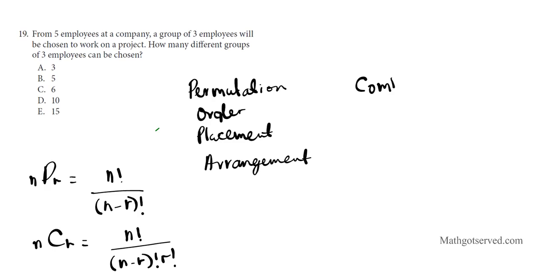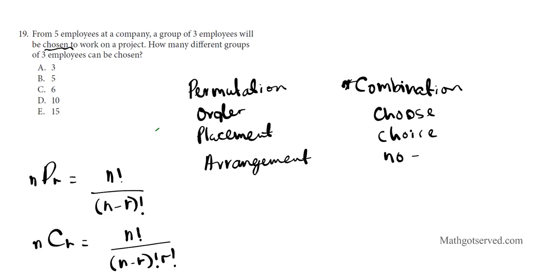Remember I told you earlier that combination means choice. You can choose anybody in any way. You can see it says they're chosen, not placed in any specific order, so this is going to be a combination problem because there's no order involved here. So we're going to be using this formula. n is the complete set of people, which is 5, and r is how many you're choosing, which is 3. So out of 5, how many ways can you choose 3? We're going to be using the combination formula.